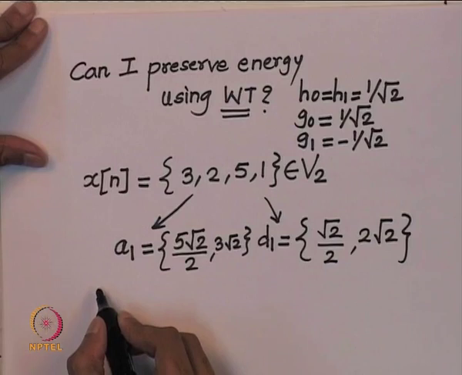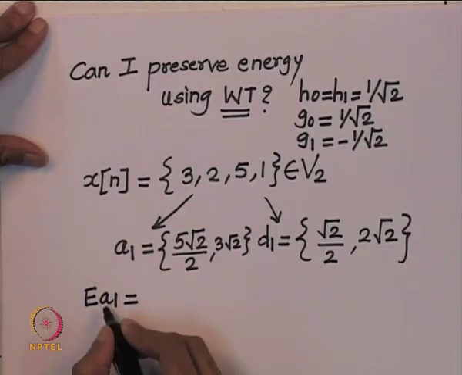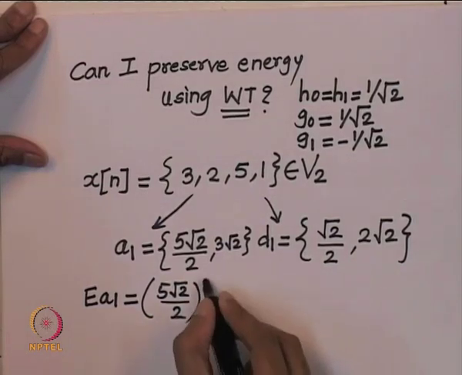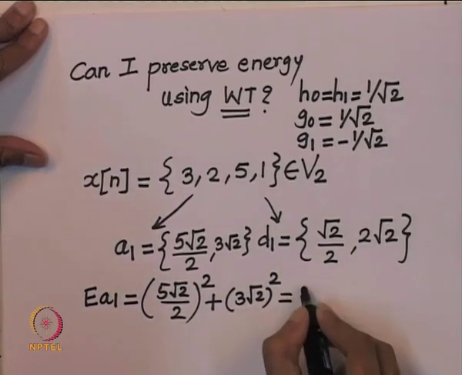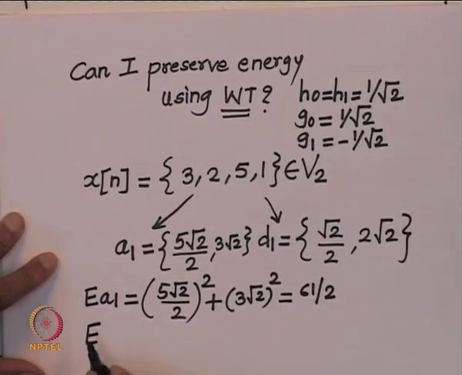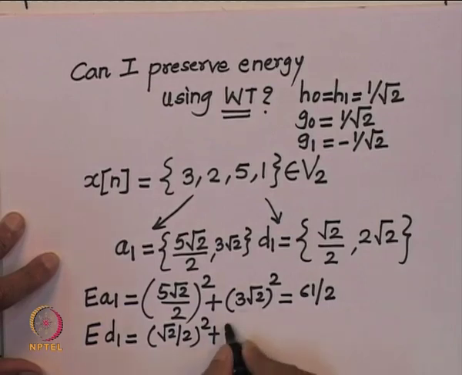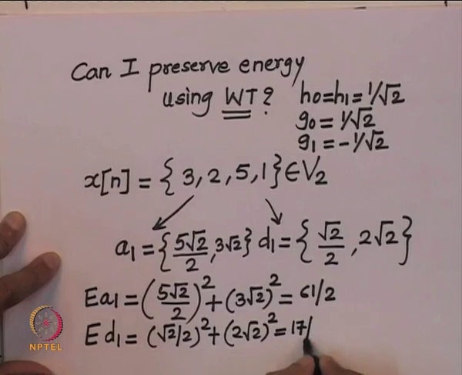Now, if I calculate the energy in A1, let us call it as E of A1, then that is going to be 5 square root of 2 by 2 square plus 3 square root of 2 square. So, that will be equal to 61 by 2. And energy in details is going to be equal to 1 by 2 plus 8, so that is 17 by 2.